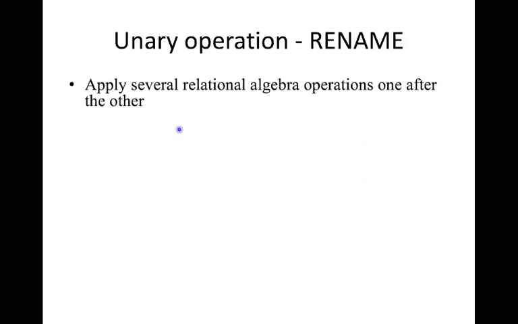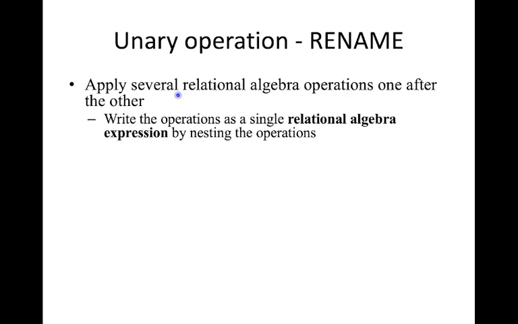So that's all about project operation. Then we have the third unary operation. We call it the rename operation. So when we have a set of relational algebra expressions, one after the other, we may have to rename some, or we may have to store some temporary results. So we have to write the operations as a single algebra expression by nesting these operations.